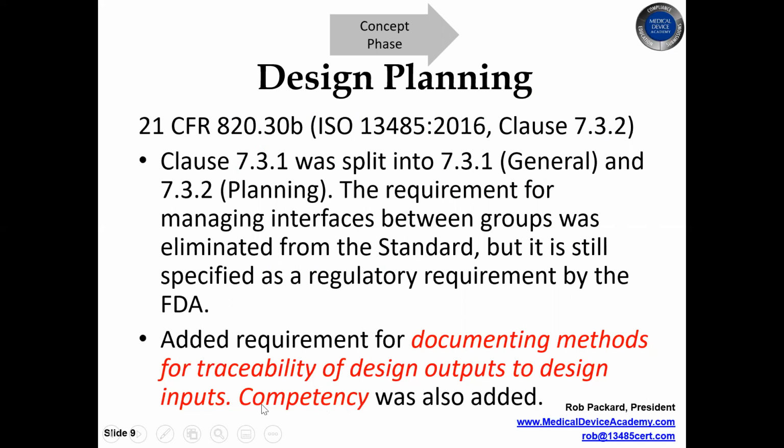And they've also added a requirement here for competency. So one of the things I look for as an auditor when I go into a company is, were the people that were participating on the design team and actually signing off on design inputs and outputs, were those people actually competent in risk management and design controls, or did they just sign where somebody told them to? So that's one of the things I look for, and that's one of the things you can expect auditors to be looking for. You also need to show traceability of design outputs to design inputs. So they're expecting to see a traceability matrix.